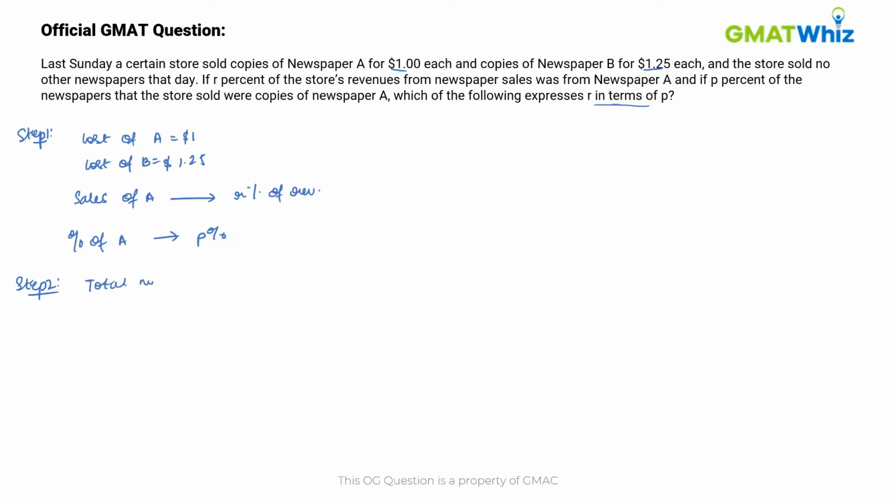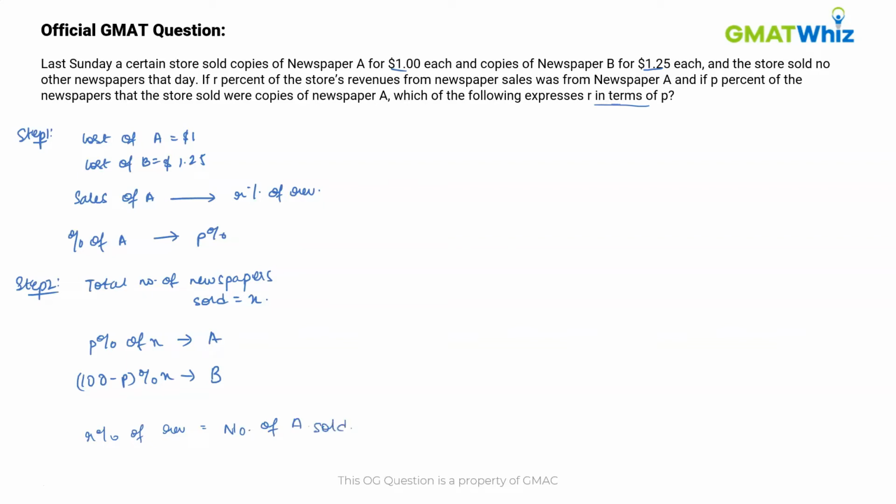Let us assume the total number of newspapers sold that day to be equal to X. Then, if P% of X was the number of newspapers sold of A, then (100 minus P)% of X will give us the number of newspapers sold of newspaper B. We are also given that R percent of the revenue of this newspaper sales on that day was generated by the number of copies of newspaper A that was sold.